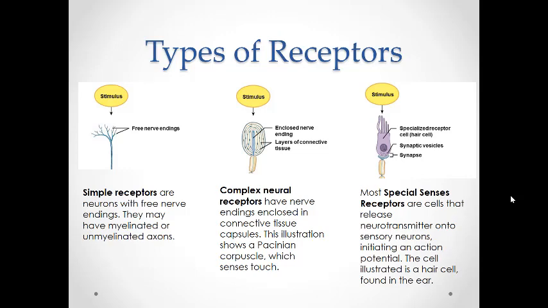And last are your most specialized sense receptors, and they are cells that release neurotransmitter onto sensory neurons, initiating an action potential. So for example, you have a cell here, it changes polarity, it releases a neurotransmitter and it synapses onto a dendrite. An example is the hair cell found within the ear. If wind blows over these cells, they're going to bend mechanically, and then that bending causes a change in action potential, and thus the signal travels on.